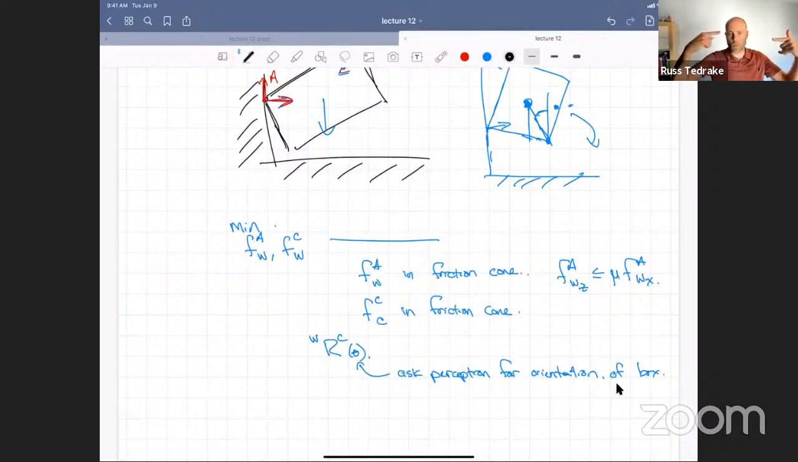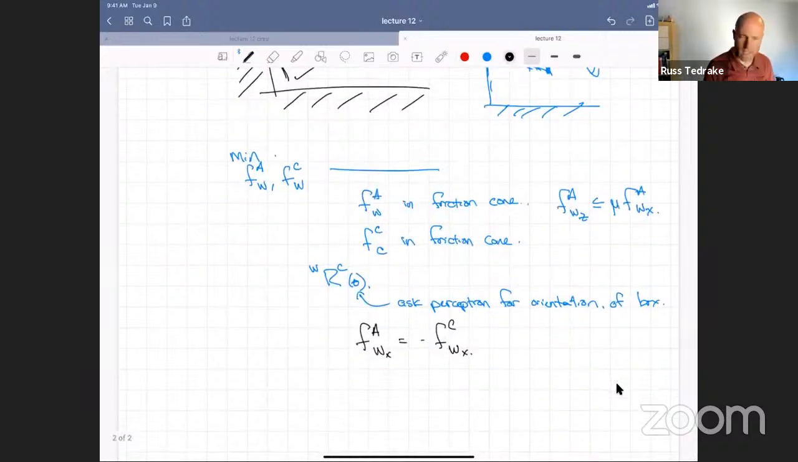Somehow we know that in any quasi-static case here, we're going to be in force balance. So I need to relate the two force vectors. I'm going to go ahead and write that F_A^W x is the negative of F_C^W x. It puts that as a constraint there.